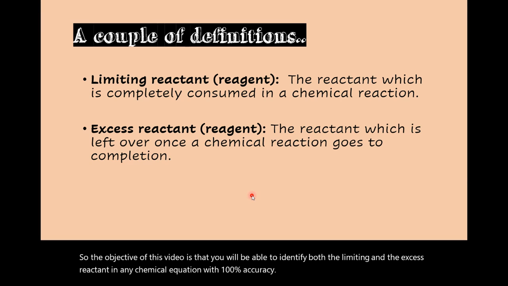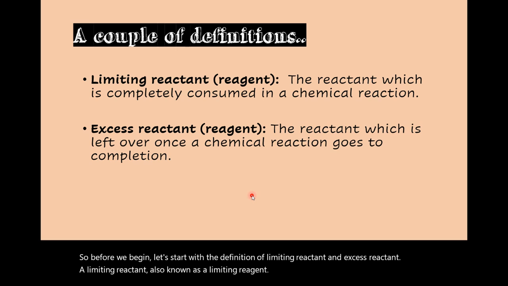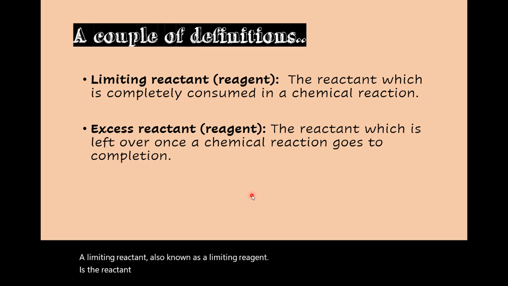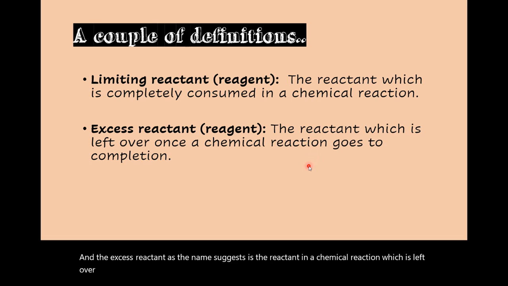So before we begin, let's start with the definition of limiting reactant and excess reactant. A limiting reactant, also known as a limiting reagent, is the reactant in a chemical reaction which is completely used up. And the excess reactant, as the name suggests, is the reactant in a chemical reaction which is left over once the reaction has stopped.